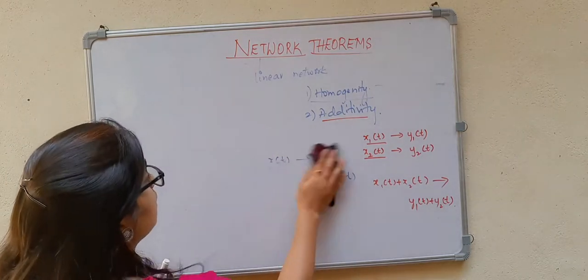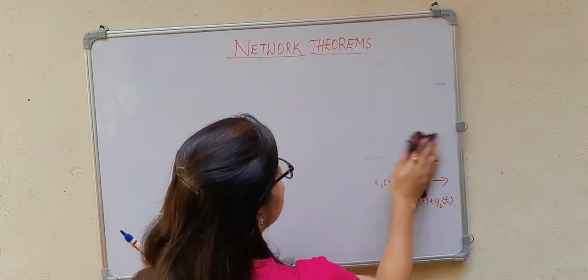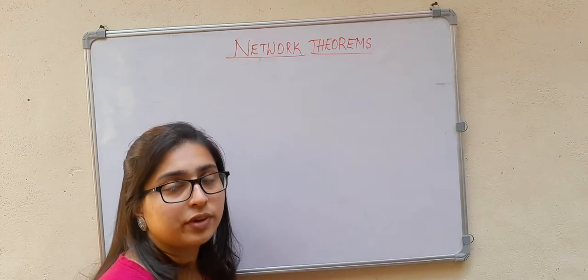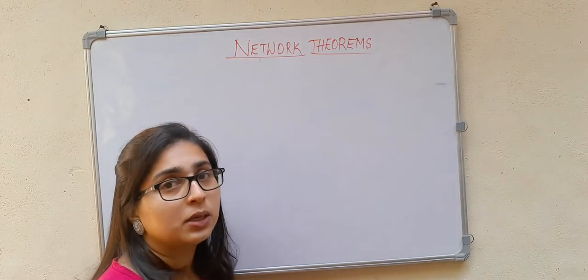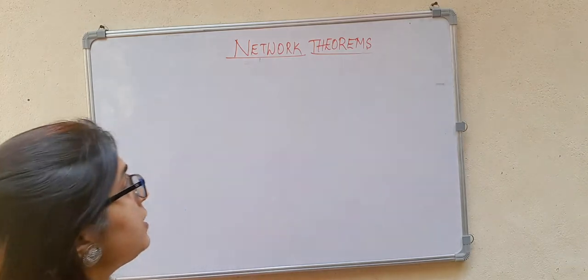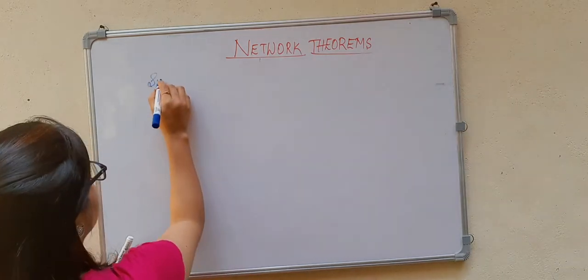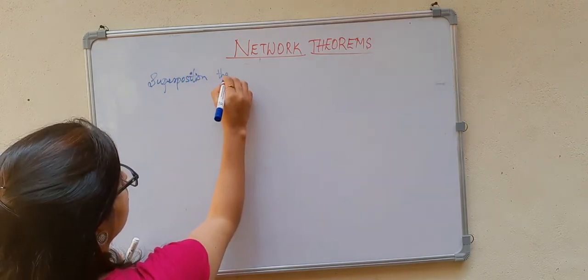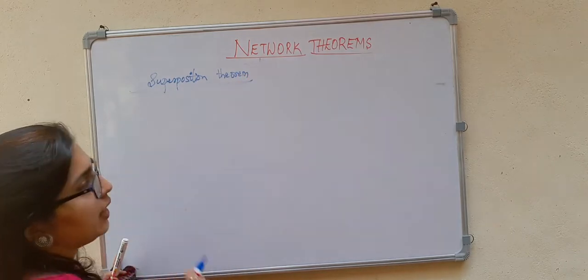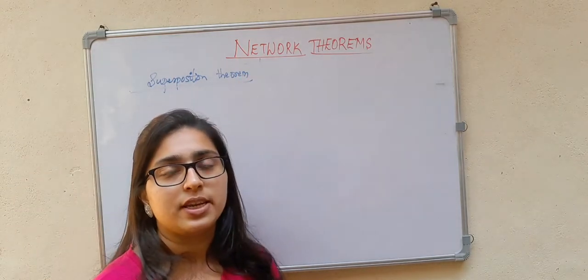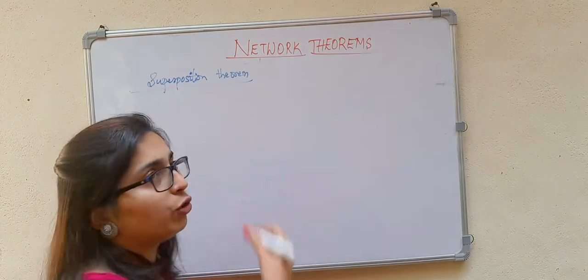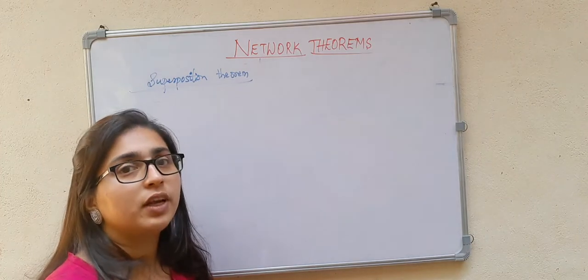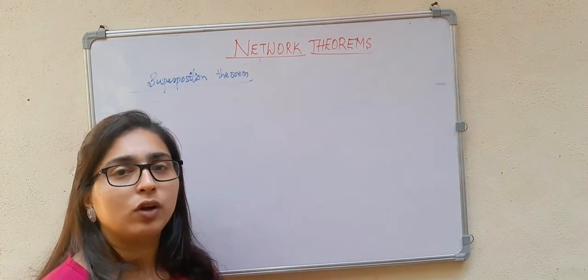Now let us take the superposition theorem. We have different theorems like superposition, Tellegen's theorem, maximum power transfer theorem, Thevenin's theorem, Norton's theorem, and Millman's theorem. First, let us take the superposition theorem. If you have voltage sources or current sources which are neither in parallel nor in series, then in such cases we can go for the superposition theorem. Here we can find the effect of an individual source on the particular element of interest.